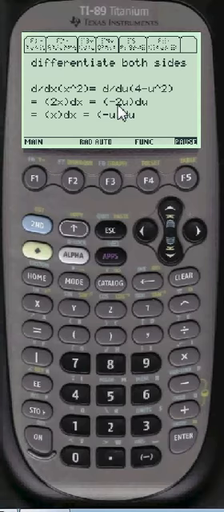Differentiate both sides, this with respect to x and this with respect to u. So we get 2x dx equals minus 2 du, and then we take the 2's out on both sides, get minus u du. And you notice that that matches the x dx on the main function which we rewrote.